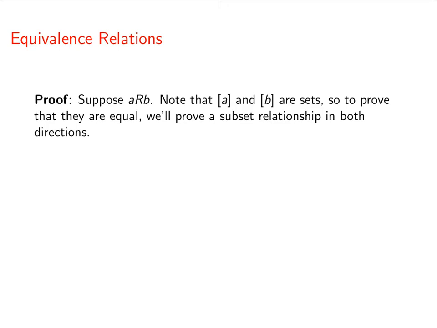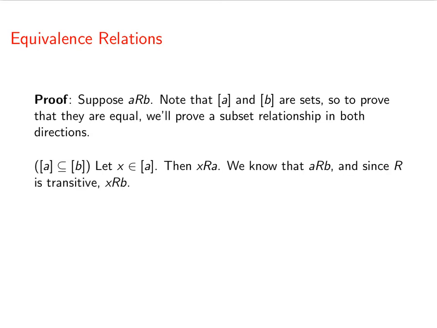All right, so here's the proof. We're going to start by supposing that a is related to b. Now, keep in mind that the class of a and the class of b are sets, so in order to prove they're equal, we have to prove a subset relation going in both directions. All right, so first we'll show that the class of a is a subset of the class of b. Let's let x be an element of the class of a. That means x is related to a.